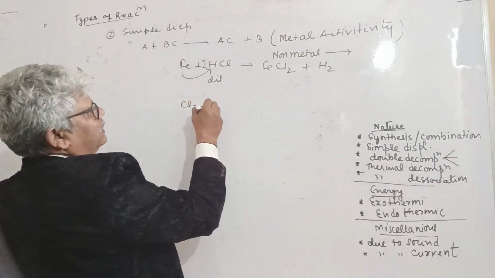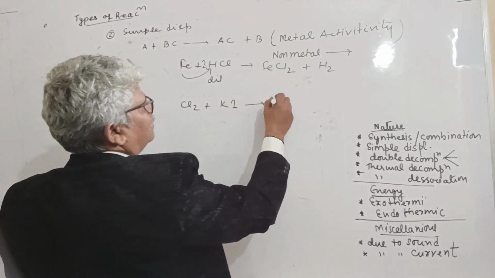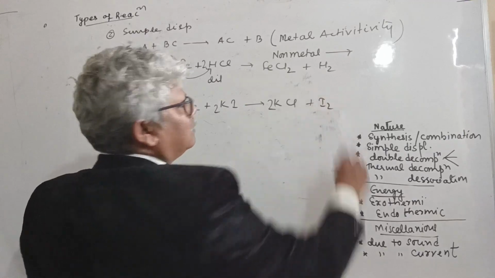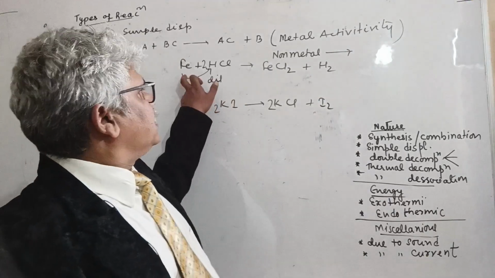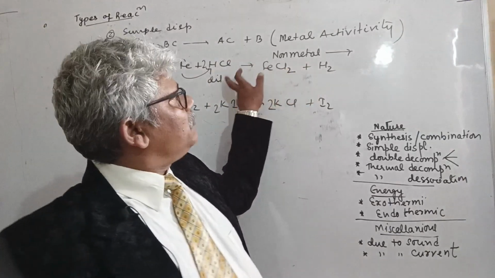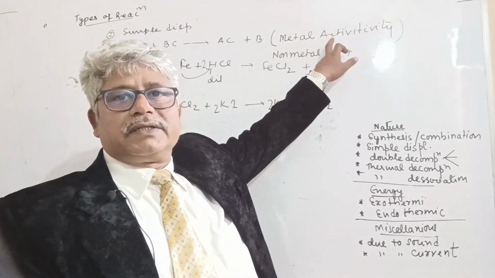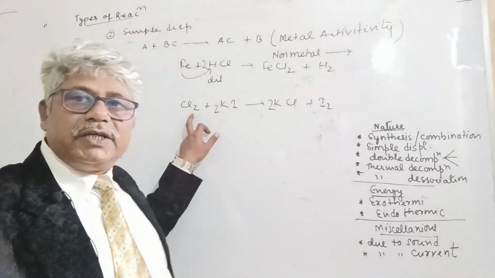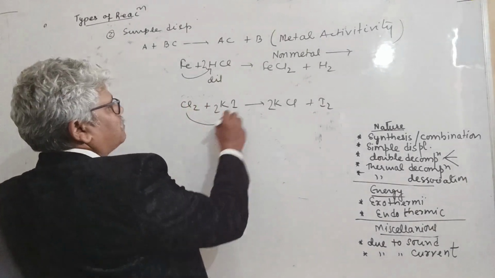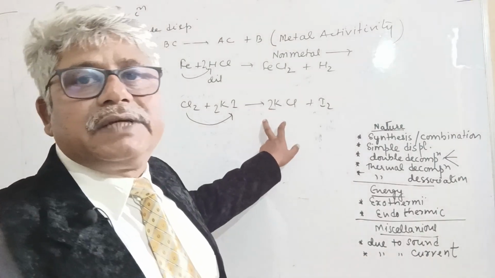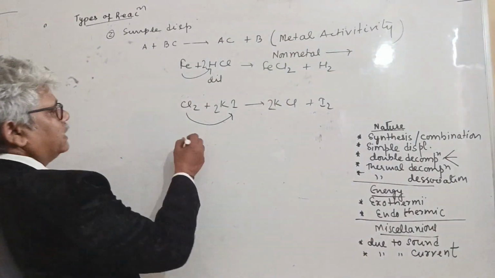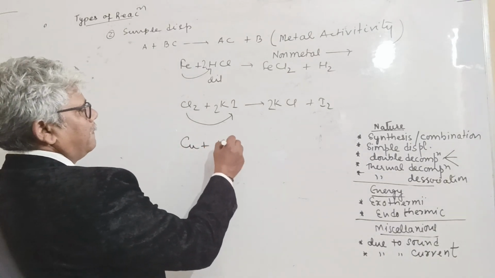Or chlorine reacting with potassium iodide to give potassium chloride and iodine vapor. In this case, iron is more reactive than hydrogen, therefore it can displace hydrogen from acid. This is metal activity series. And in this case, chlorine is more electronegative than iodine, therefore chlorine can displace iodine, giving the respective salt and iodine molecule. But remember, this reaction is not possible.